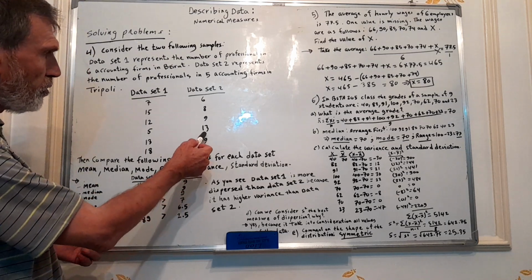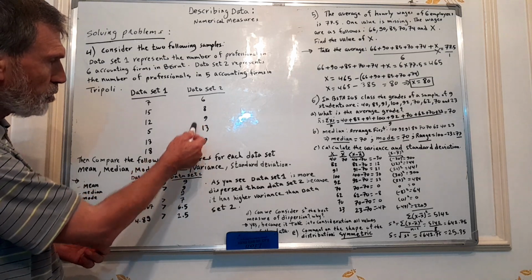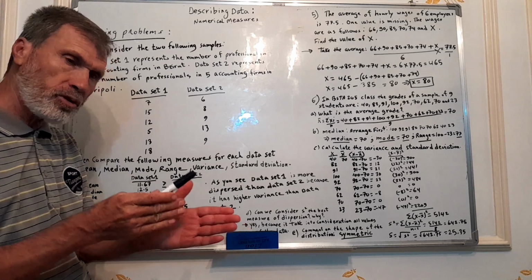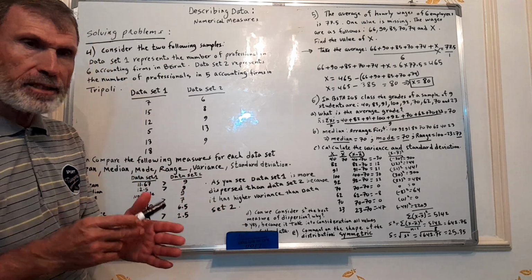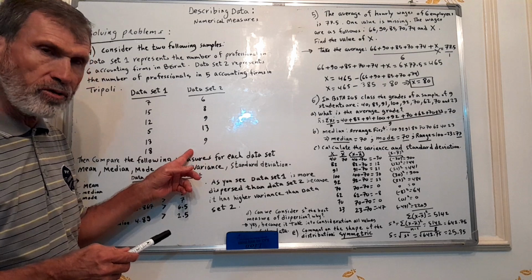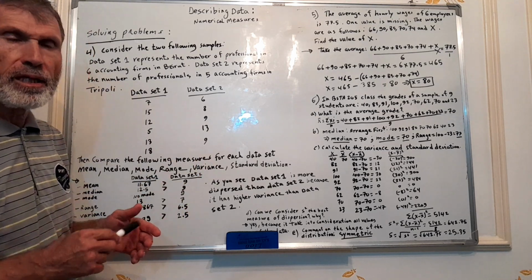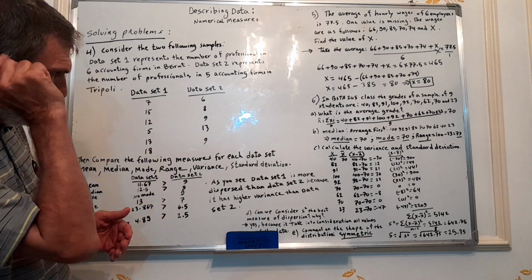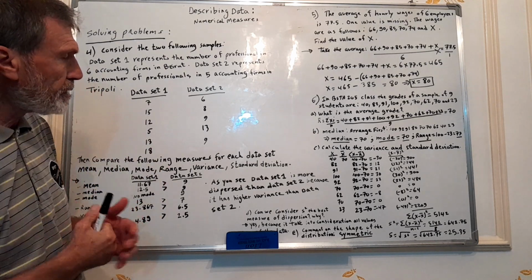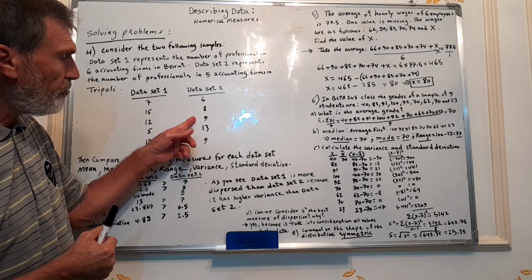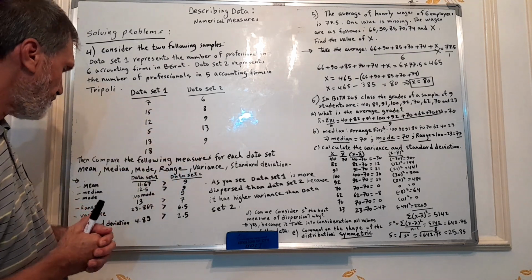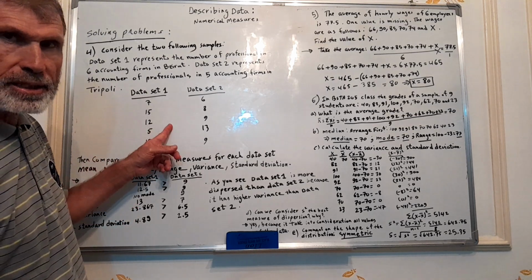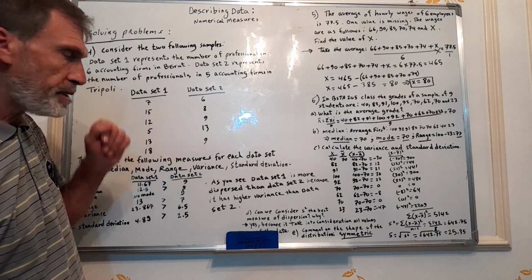Now how about data set 2? The median, as I said, we arrange the data from smallest to largest or from largest to smallest, and then since we have an odd number of values here, we get the middle, the center of the data, and the center, as you can see, is 9. So 9 is the middle value in this set. Now, as you can see, the median in data set 1 is greater than the median in data set 2.